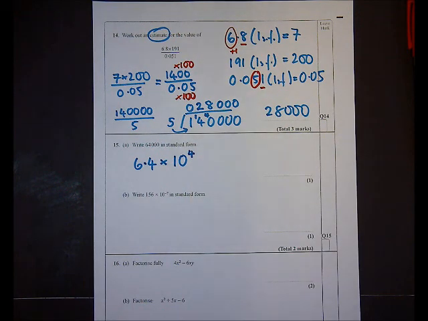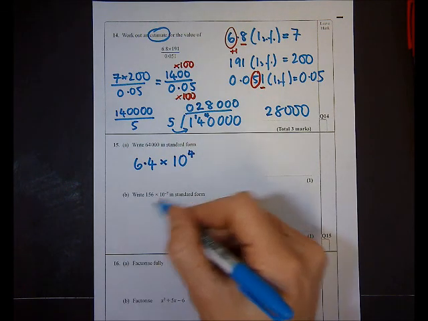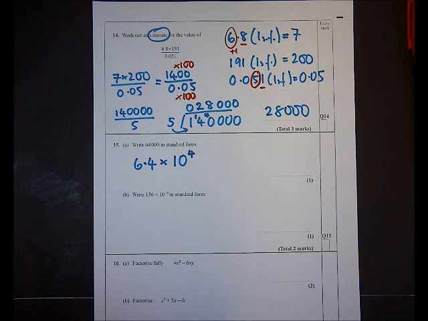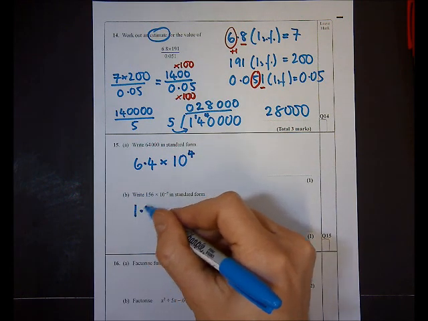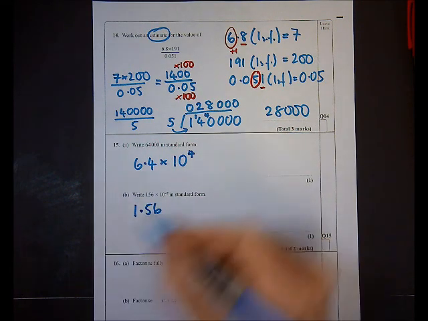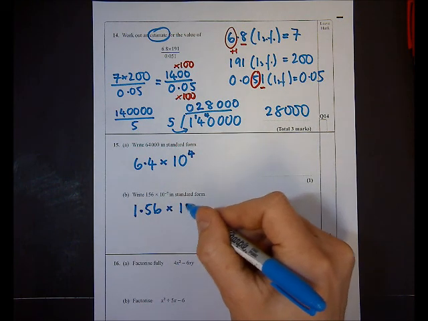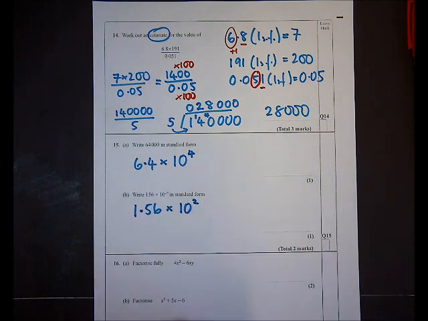Part B, I'm told to write 156 times 10 to the minus 7 in standard form. So 156, again, I need a number between 1 and 10, so that's going to be 1.56. And 1.56 times by 10 squared would be 156.